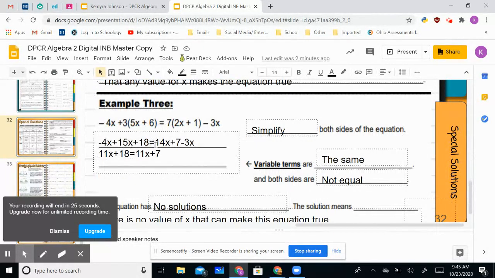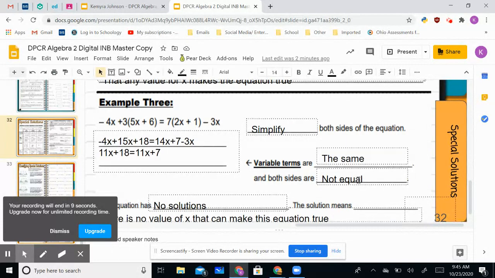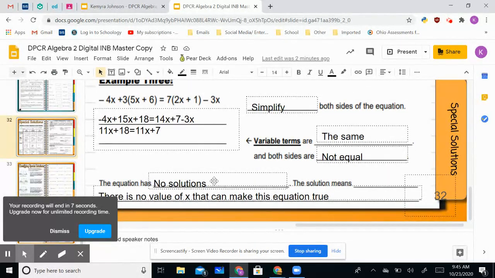Now for the last one we got to go through, we need to simplify. So I simplified my distribution. It yielded me this. And just like I did before, I had to simplify by combining like terms. And I noticed that this time my variable terms are the same, but both sides are not equal. That means that there are no solutions and that there is no value that can make this equation true.